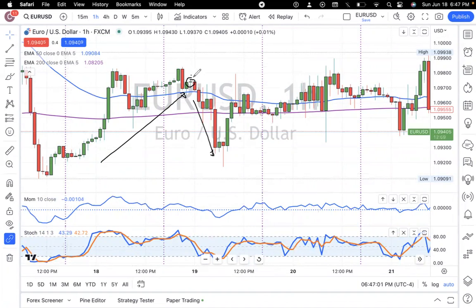Not only do we have the doji, right? What else do we have? We have our MOM facing down, right? It hasn't quite crossed under, but we do have the cross on the stochastic. So that's 2 entry signals, right? Remember the difference between confirmation and signals. We have 2 signals, the cross down on the stochastic and the doji, and then we get the sell, right? Then we get the sell.